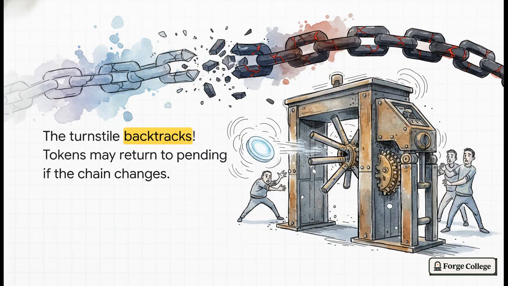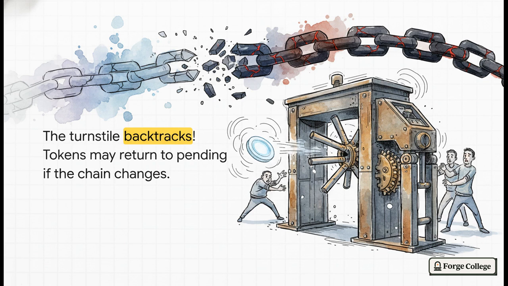Now, to build a truly complete picture of network reality, we also have to talk about chain reorganizations. While these are incredibly rare on mature networks, chain splits do happen as the network seeks global consensus. And when a reorg occurs, our turnstile actually backtracks.